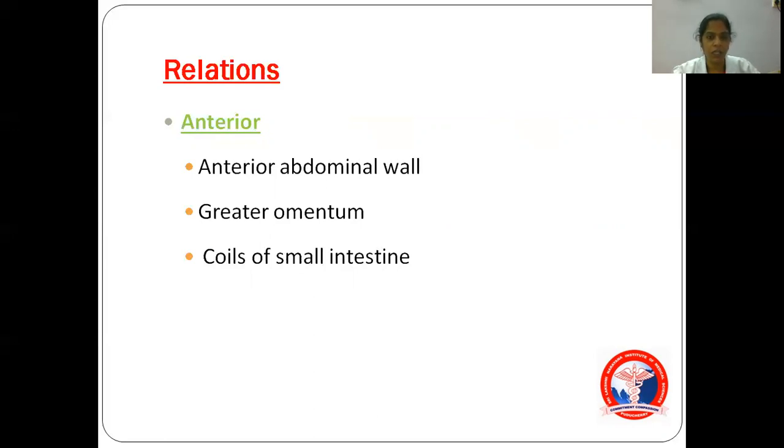When you reflect the greater omentum, you can see the coils of small intestine. The small intestine will be arranged in coils and seen all over the abdominal cavity. When you move the coils of small intestine, you can see the cecum. So anteriorly, what are the structures arranged? First the anterior abdominal wall, then the greater omentum, then the coils of small intestine. So these are the relations anteriorly.